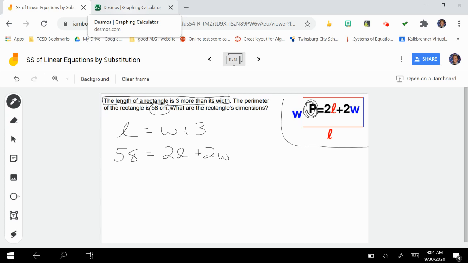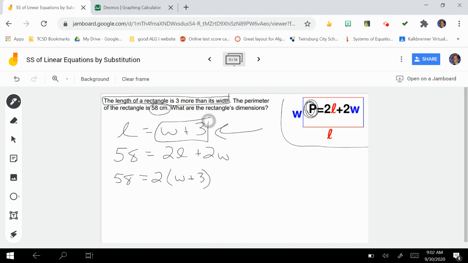L equals W plus 3, 58 equals 2L plus 2W. What does this equation solve for? Good, L. So what I'm going to do is wherever I see an L in that second equation, I'm going to substitute what's on the right side, that expression, W plus 3.